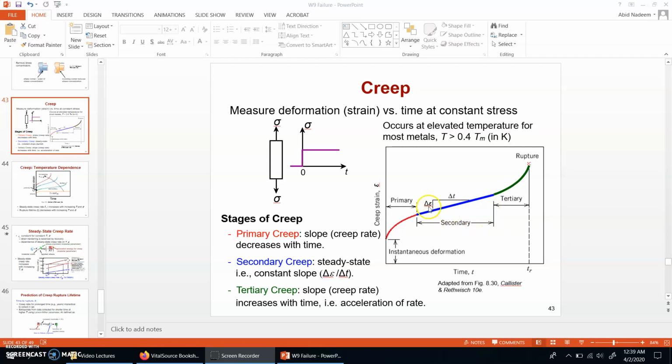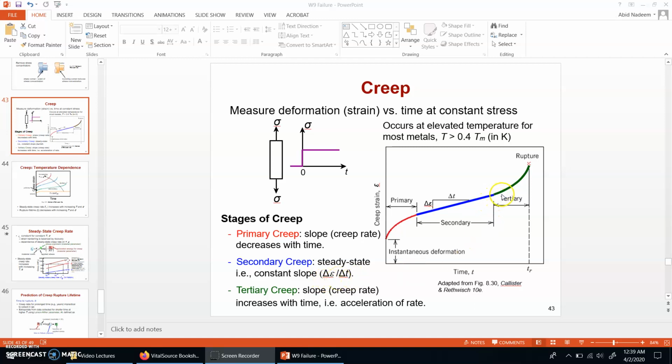In this secondary creep, normally the region is almost linear. It means that the increase in strain is almost linear with respect to time. The slope in this region is called the creep rate in this region. This is also called the steady state region for the strain.